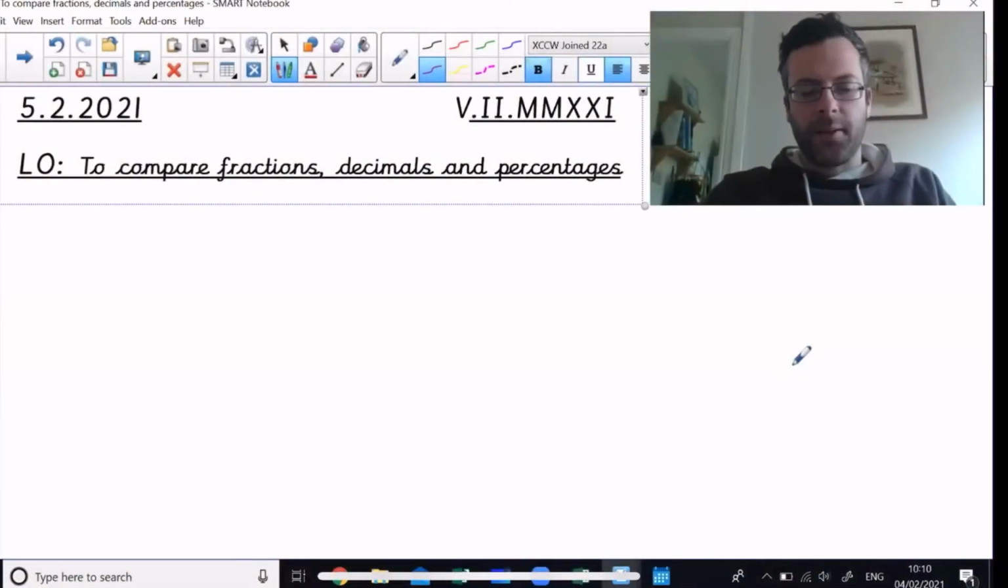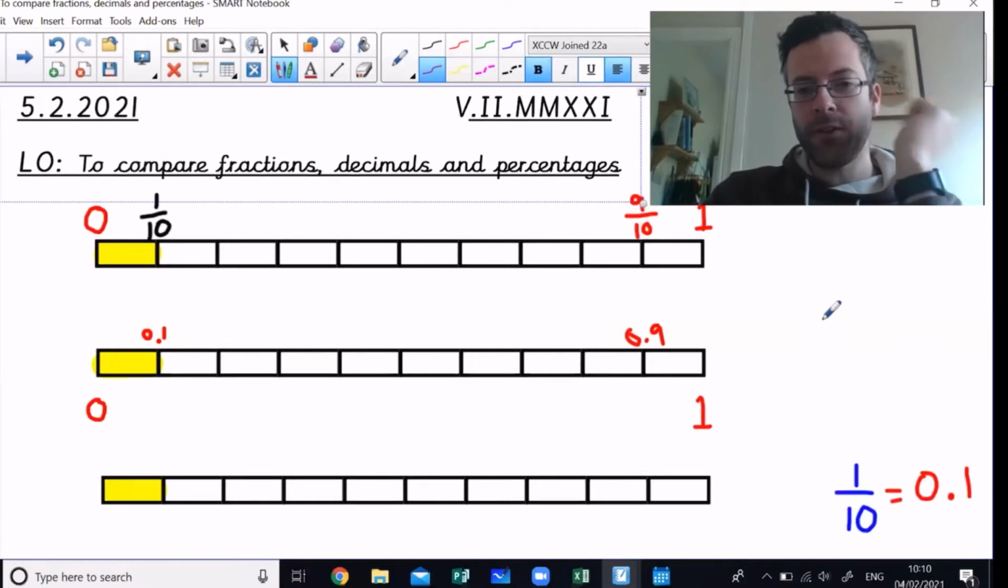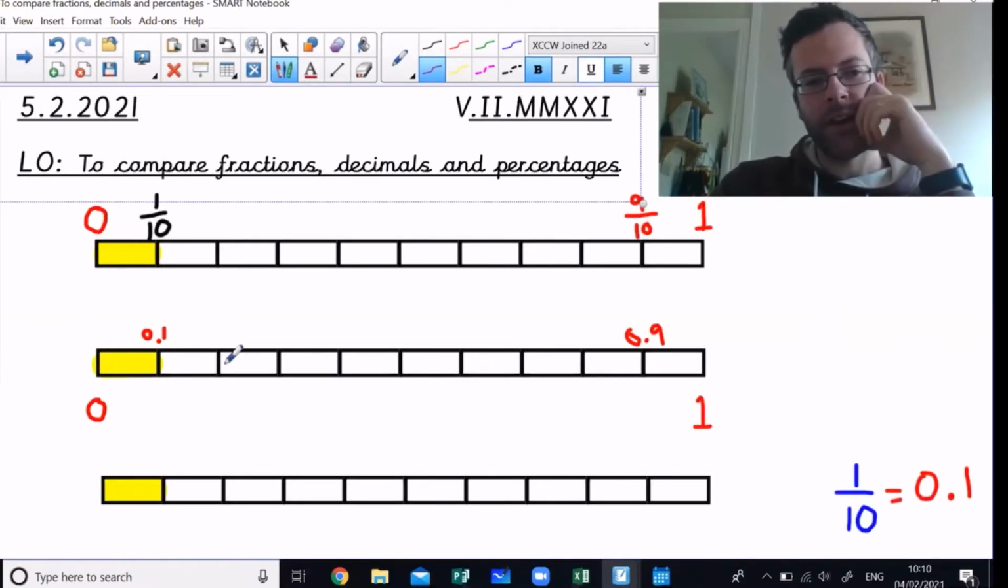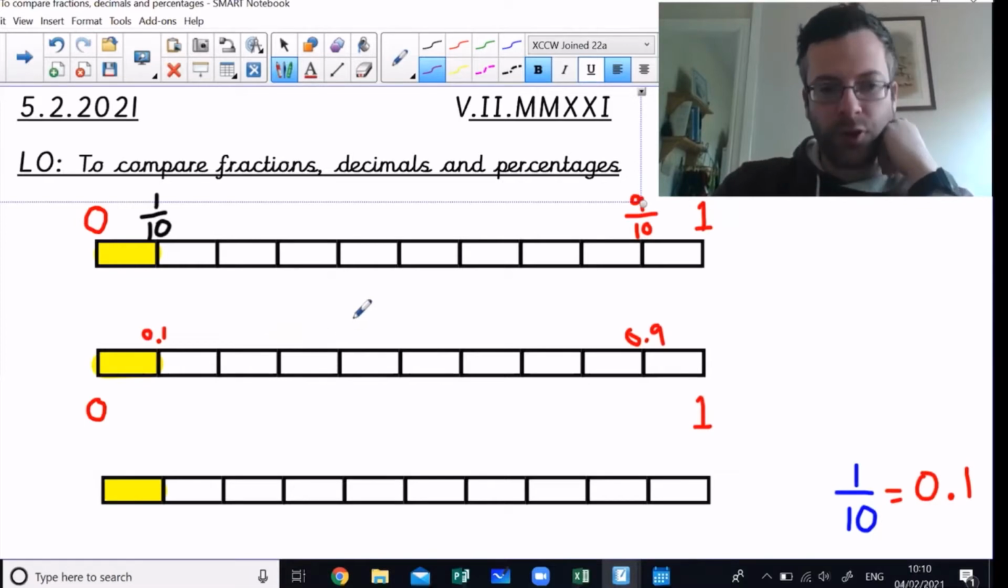Hello. And like we said, we are looking at comparing fractions, decimals and percentages, building on what we looked at yesterday. Hopefully you remember that yesterday we looked at this and we realised that if this is a full whole and it's split in 10 parts, each one is worth 1/10. And when we're looking at this decimal one, if it's between 0 and 1 and we split it into 10 parts, each one of those is 0.1, so we've got 0.1, 0.2, 0.3, 0.4, 0.5, 0.6, 0.7, 0.8, 0.9.